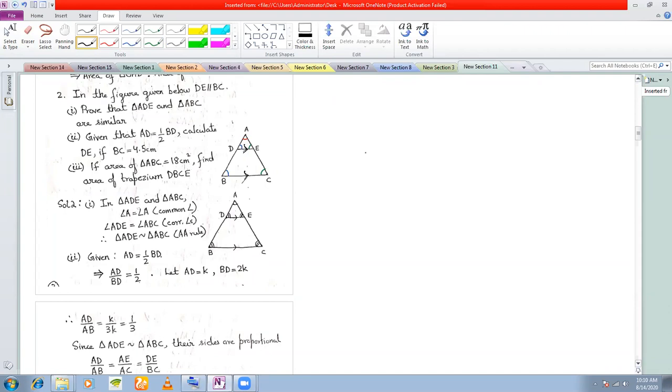Now that is over. Next, it is given in number 2 that AD is equal to half of BD. This is given to you. And the question is: calculate DE if BC is equal to 4.5. So the length of this side is given to you as 4.5. You need to calculate the length of DE. You need to calculate this length.